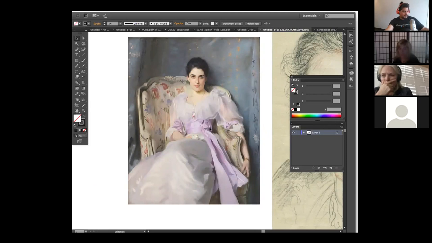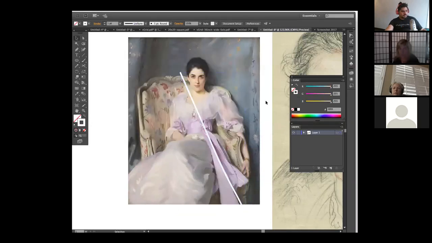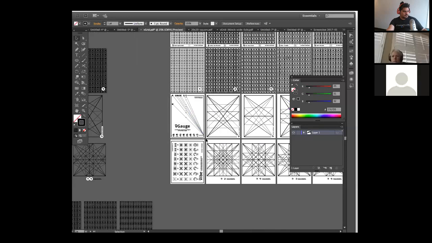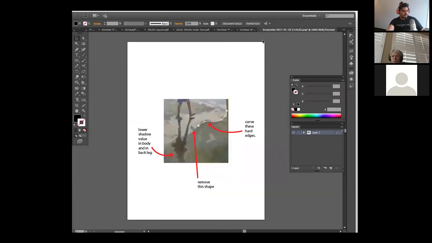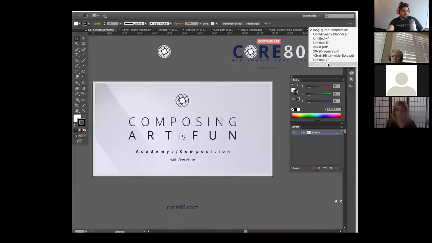Okay. So we're going to say that, intuitively, that's going to be the angle of the dominant diagonal. Let's go ahead and make it red here, or even white. Okay, now I want grids. That's for Donna. Come on. Too many things open.